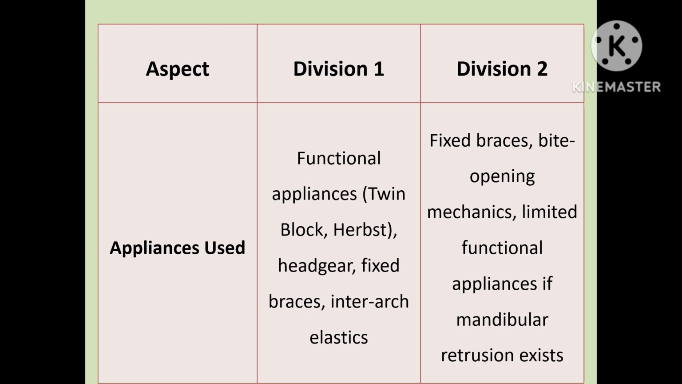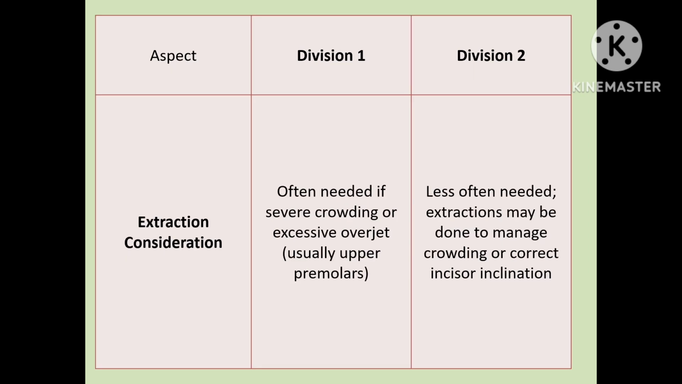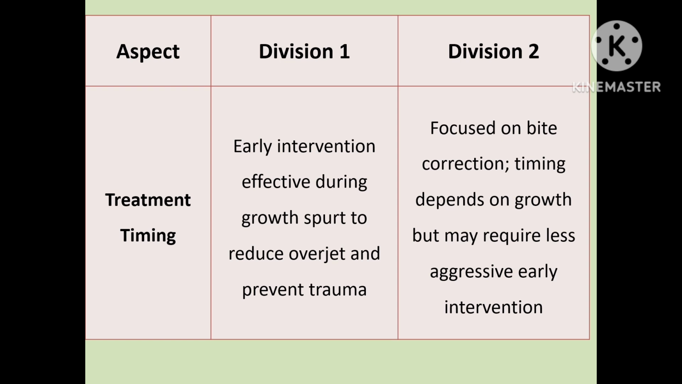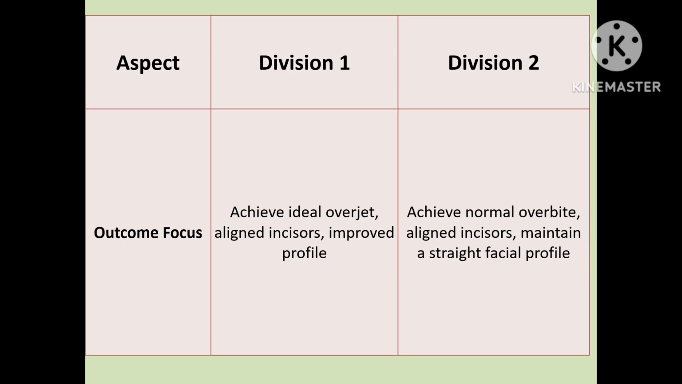In division 2, the main concern is the deep bite and the retroclined upper incisors. Here, bite opening mechanics, fixed braces, and vertical control are the key, while extractions are less commonly required in division 2. Essentially, division 1 is about overjet correction and division 2 is about bite and incisor inclination correction.